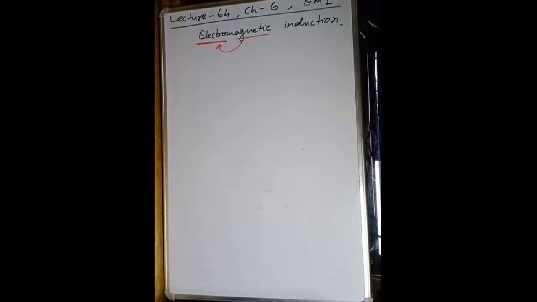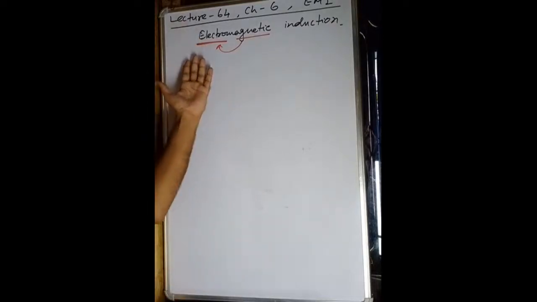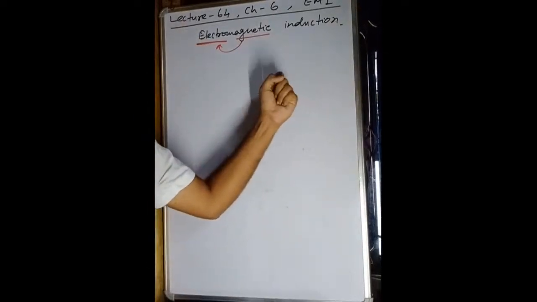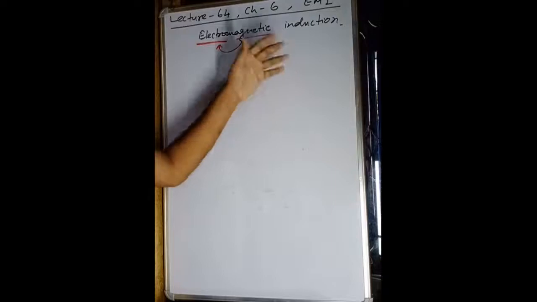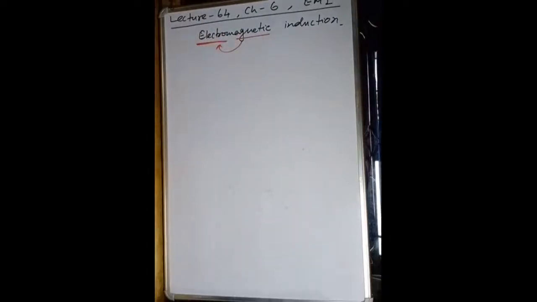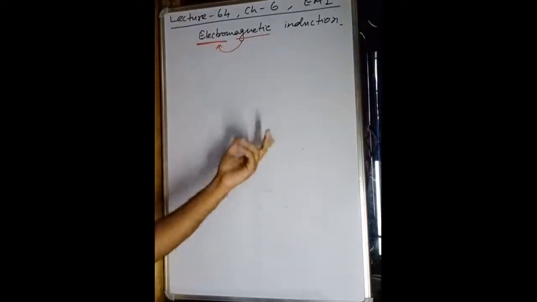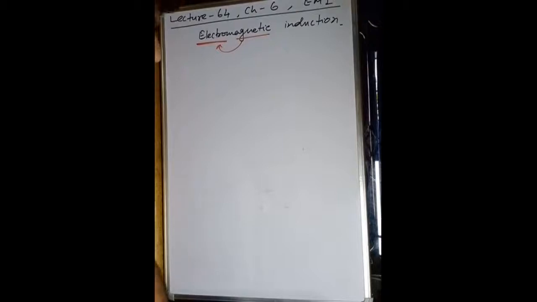Okay, my dear students, if we try to give the definition of this particular topic, electromagnetic induction, it is inducing EMF or electric current in a coil due to change in magnetic flux. This is called electromagnetic induction. Okay, my dear students.